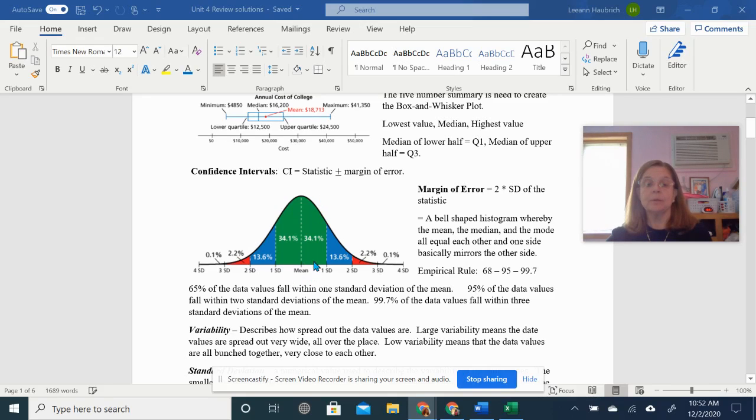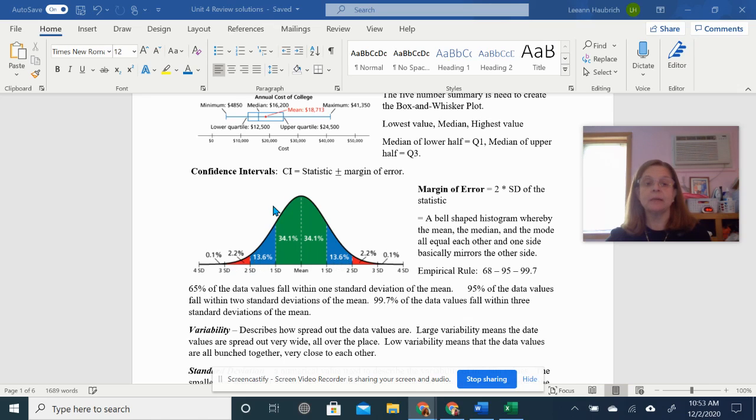The statistic or the mean would go right smack in the middle. And then the green is representing one standard deviation. One standard deviation over, you'll see 1 SD. One standard deviation to the left is one below. But when we talk about z-scores, these would be negative z-scores, anything to the left. Anything to the right would be positive. So 68% of the data will fall within one standard deviation.